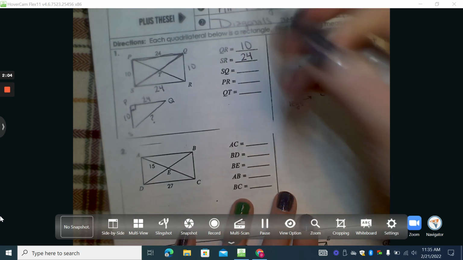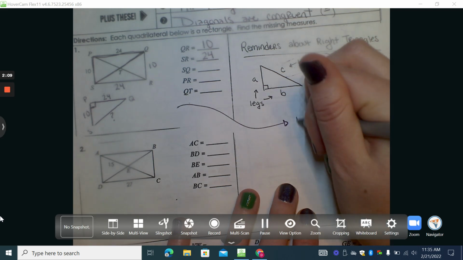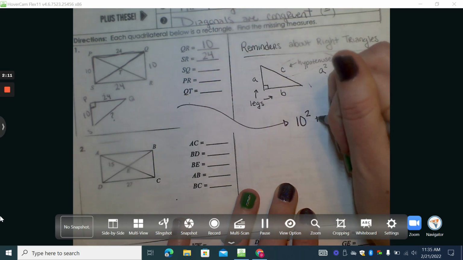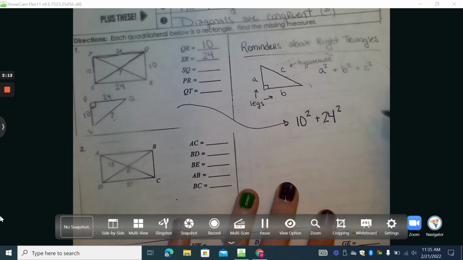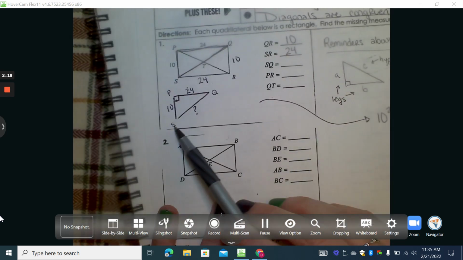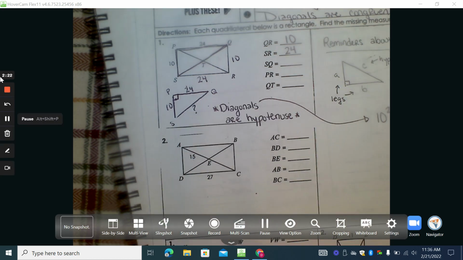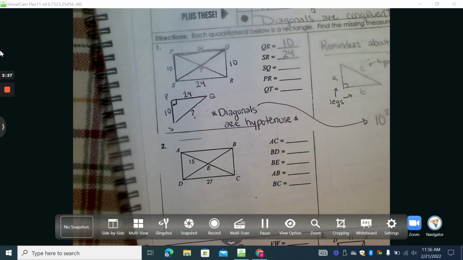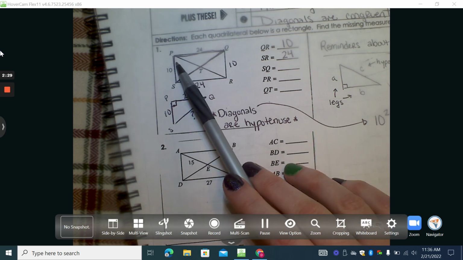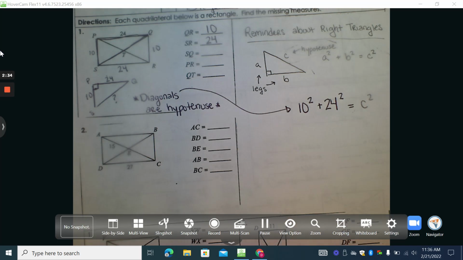So I'm going to set up an equation. Let me actually just copy it over here. 10 and 24 are my legs, so I'm going to have 10 squared plus 24 squared equals c squared. I want to know what my hypotenuse is. This diagonal is my hypotenuse. So maybe even write yourself a note: diagonals are my hypotenuse of a right triangle because this is a right angle up in that corner. So let's go ahead and solve this. 10 squared plus 24 squared equals c squared.